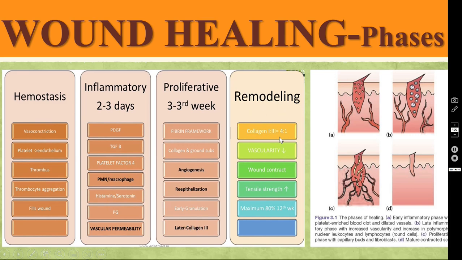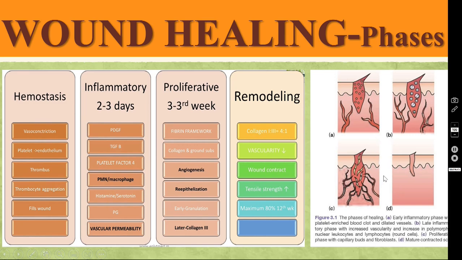Then in the remodeling phase, the final phase, the collagen 1 to 3 ratio will be 4:1. That means the collagen 1 will be more. Vascularity will be decreased actually. The wound will get contracted, and then the strength of the scar will increase, but usually it will go up to 80% of the original tensile strength, maximum 80%. That is what I told, that will be achieved over a period of 12 weeks.